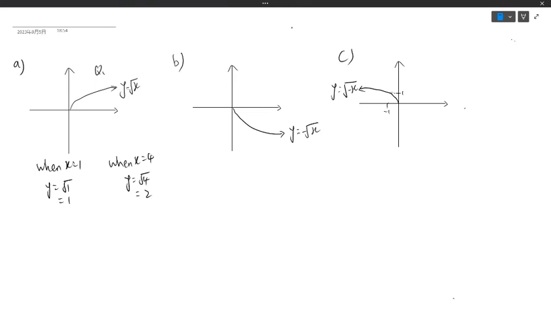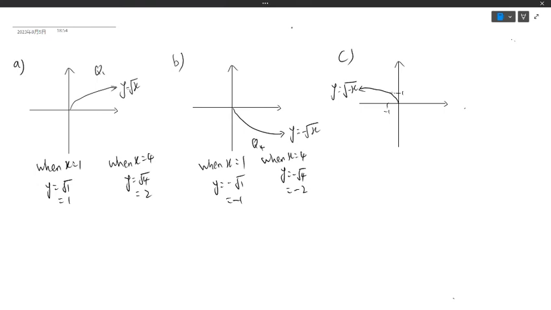The second one is y equals negative square root of x. This one is in quadrant 4. This is because when x equals 1, y equals negative square root of 1, so it becomes negative 1. When x equals 4, y equals negative square root of 4, so y equals negative 2. So we can know that the graph goes toward the negative value of y, so it will be in the down part. So y equals negative square root of x will look like this shape.